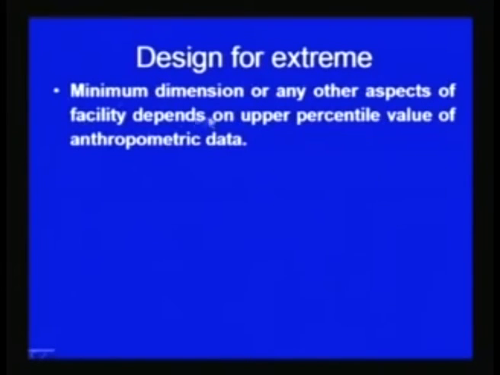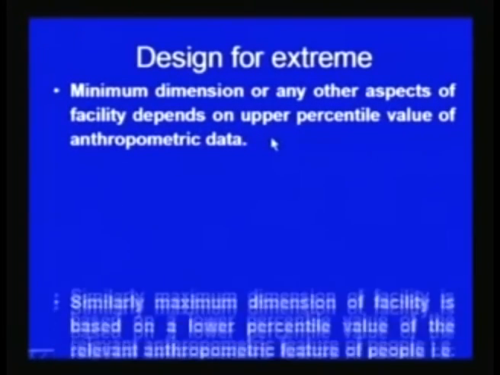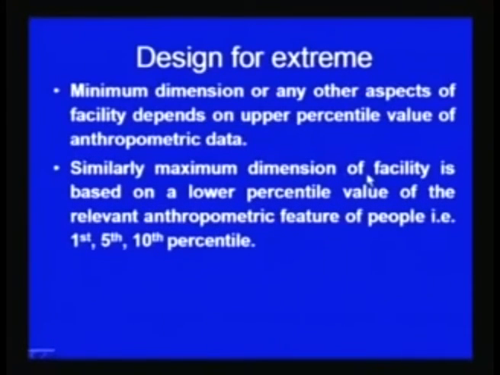The minimum dimension of a system depends on the upper percentile value of the anthropometric data. Like, what will be the minimum height of the gate? That is decided by the upper percentile of the people who are to be covered by that height. In the same way, the maximum dimension of the facility is based on the lower percentile value of the relevant anthropometric feature of the people who are to be covered.